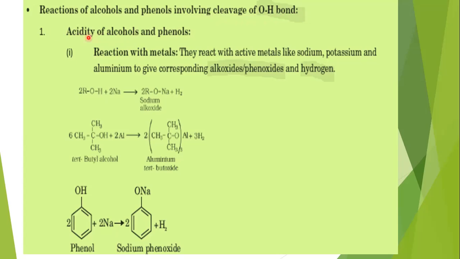See, first point: acidity of alcohols and phenols. The first reaction is with metals. So, reactions of alcohols and phenols with metals. Alcohols and phenol react with active metals like sodium, potassium, and aluminum to give corresponding alkoxides and phenoxides along with liberation of hydrogen.